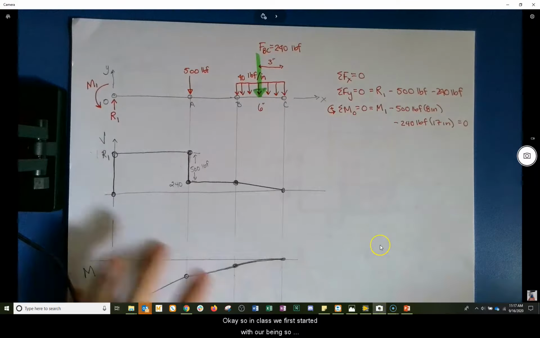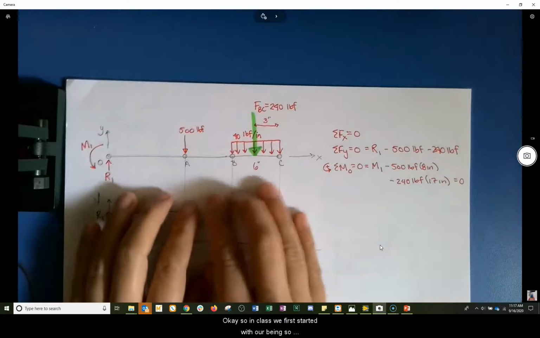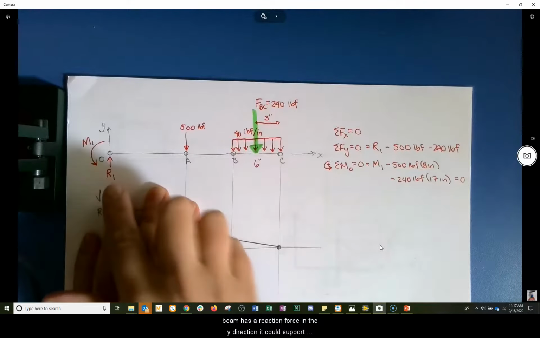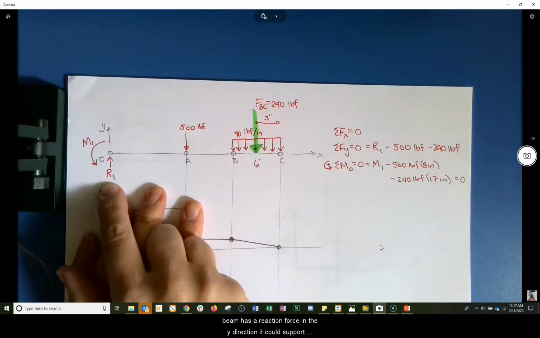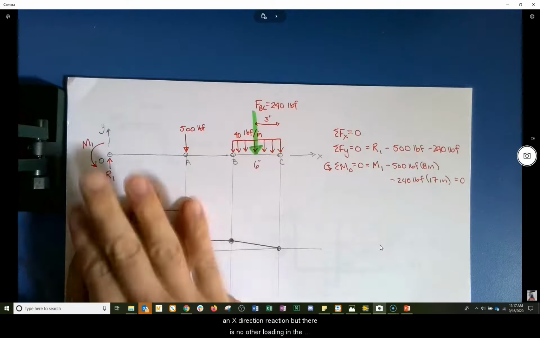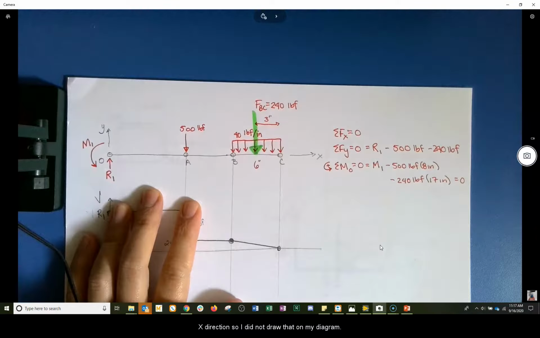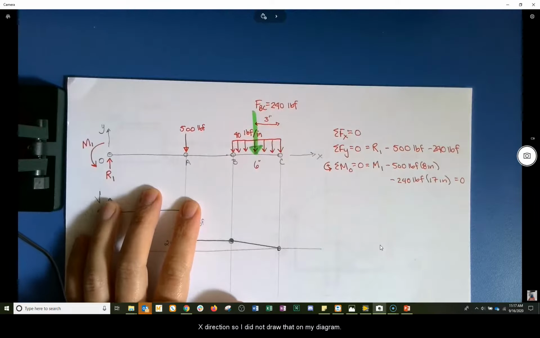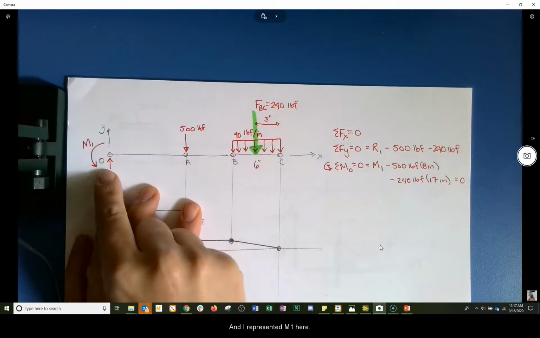Okay, so in class, we first started with our beam. So beam has a reaction force in the y direction. It could support an x direction reaction, but there is no other loading in the x direction, so I did not draw that on my diagram. And I represented M1 here.